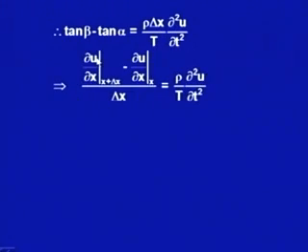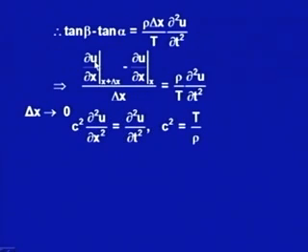can be written as del u over del x at x plus delta x minus del u over del x at x, divided by delta x, equals rho by T times del 2 u over del t 2, taking the delta x to this side. Now, as delta x approaches 0, the left side is nothing but the derivative of del u over del x with respect to x again, that is the second partial derivative with respect to x. So we get del 2 u over del x 2 equals rho by T times del 2 u over del t 2.